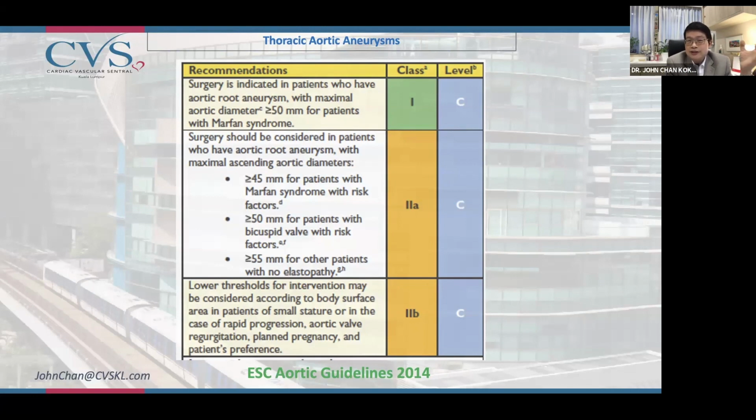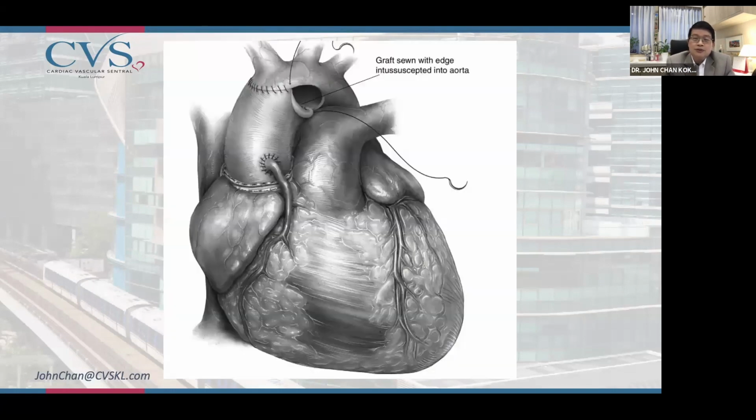So generally, if a patient has an aortic aneurysm, we would advise them against getting pregnant. And if they do want to have children, then we would advise that they do have the surgery to fix the aorta first before pregnancy. So this is what we would do.